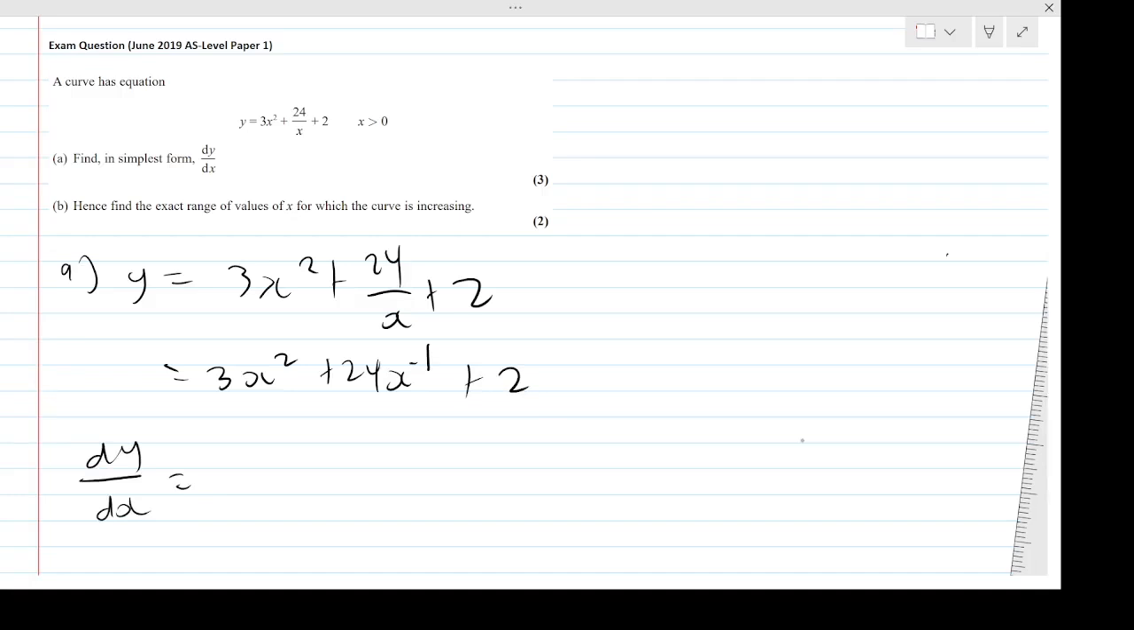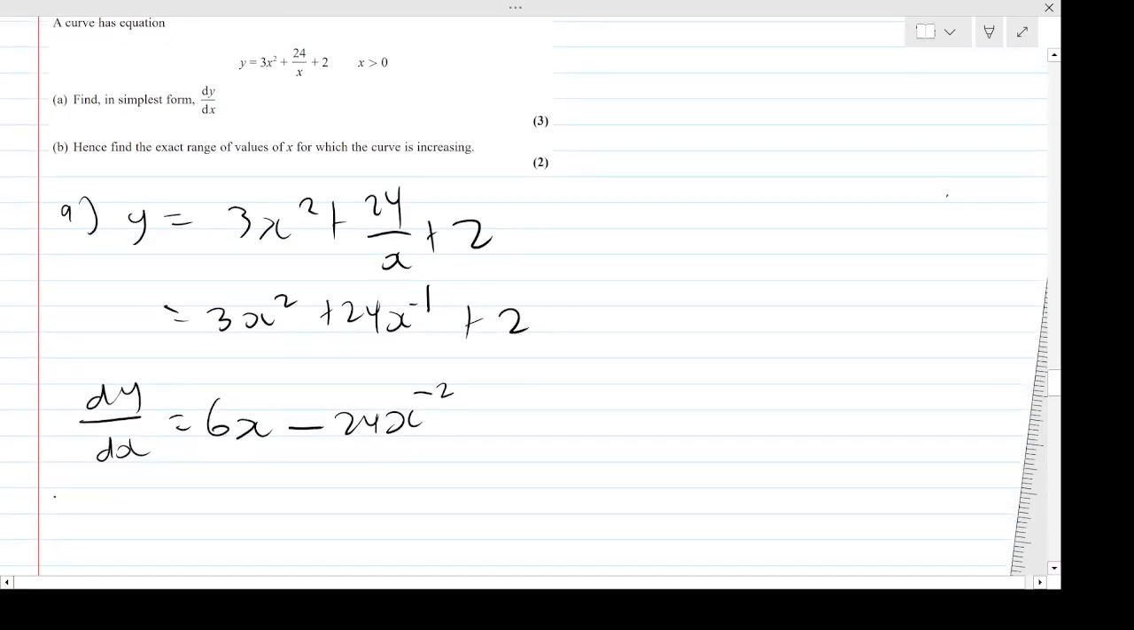So now we can differentiate, using the power rule. We bring the power to the front. So 3x squared, rather, 2 times 3 is 6x, and then we knock 1 off the power. Then we do minus 24, as minus 1 comes to the front, x, and then we subtract 1, knock 1 off the power. Minus 1 minus 1 is minus 2. And then the 2, the number at the end, goes to 0. And that's what we're left with. Okay, then part B says, hence find the exact range of values of x for which the curve is increasing.